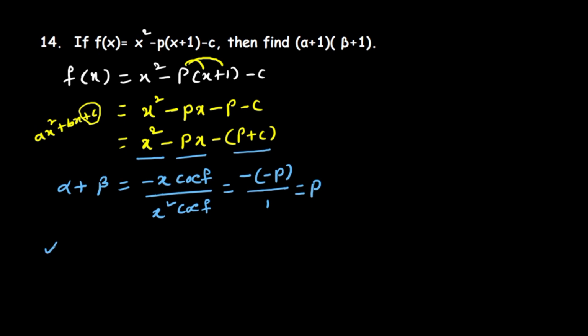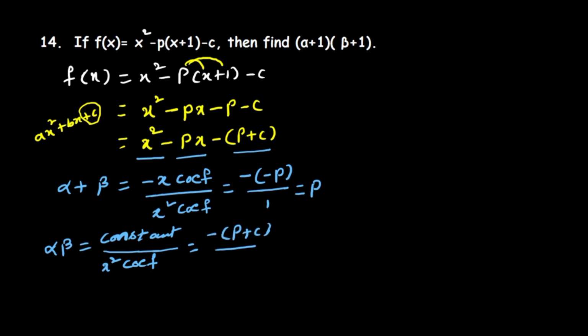What about alpha into beta? This is constant by x square coefficient, right? Constant by x square coefficient. What is the constant in this? Minus of p plus c, by x square coefficient which is 1. So what do you get? Again minus of p plus c only, right? So this is alpha into beta.